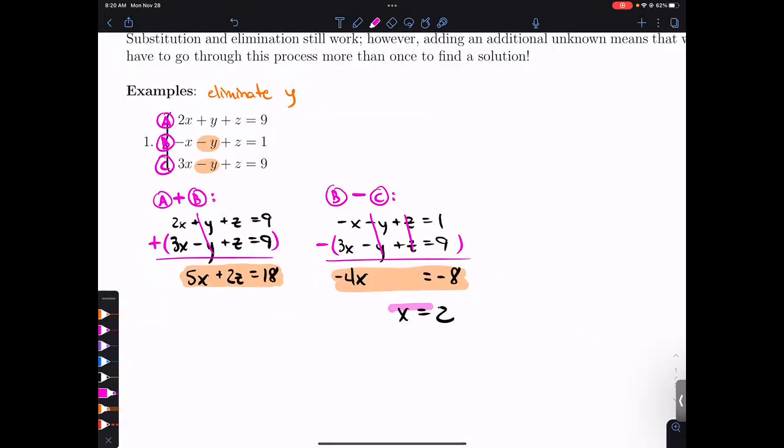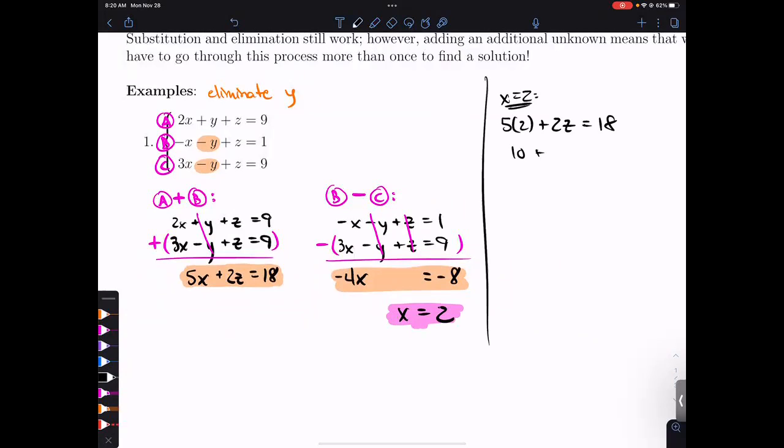Okay, so x is 2. If x is 2, then 5x plus 2z equals 18. So 10 plus 2z equals 18. So 2z is 8. So z is 4.